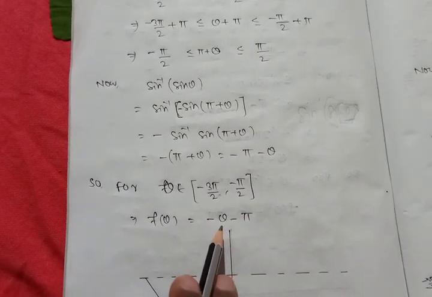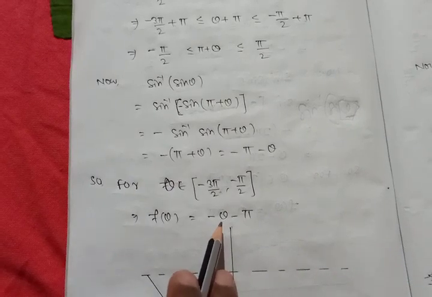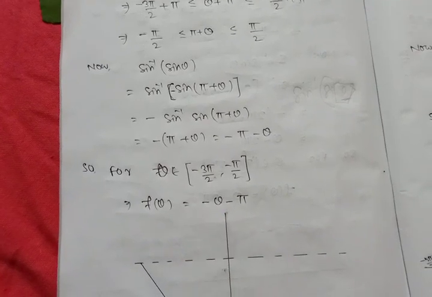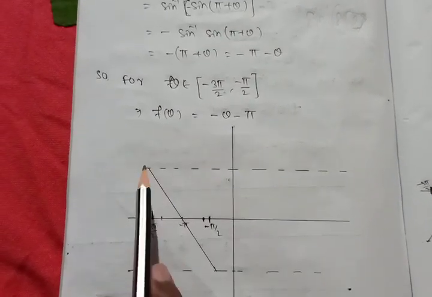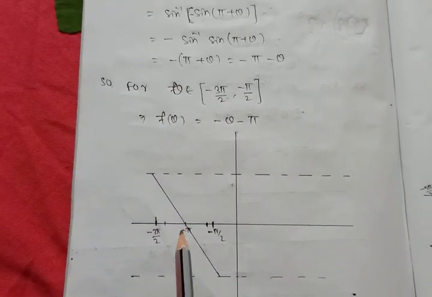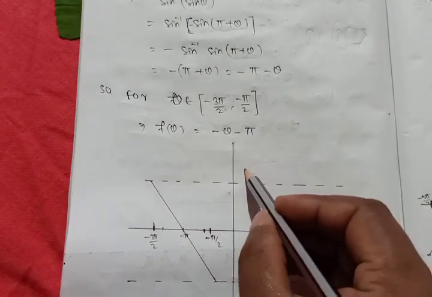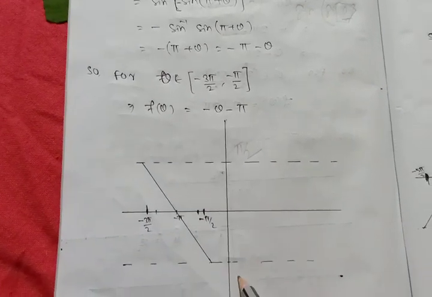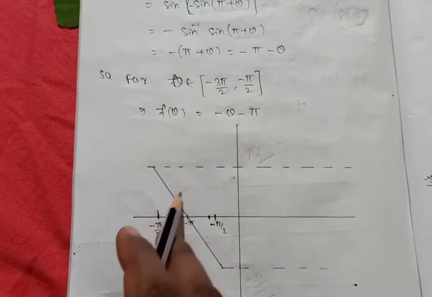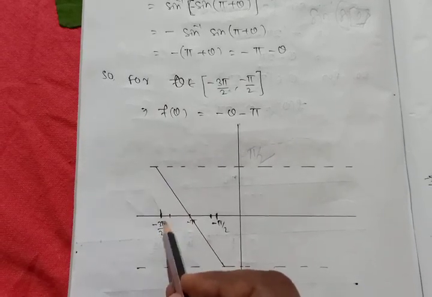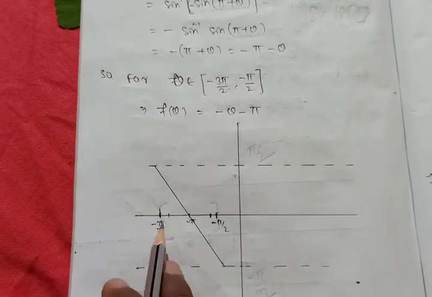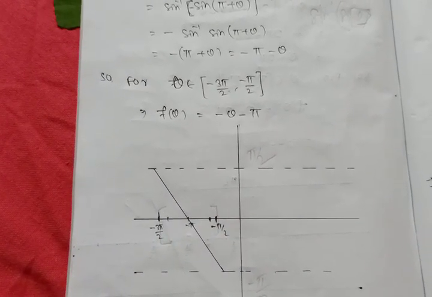Now if we try to draw the graph of this function, it has slope minus 1 and it is passing through the point minus pi. Okay, so here it is the graph. It has inclination 135 degrees as slope is minus 1, and passing through the point minus pi. And observe that whatever graph we take, the range is minus pi by 2 to pi by 2. Okay, I am restricting the graph in the interval minus 3 pi by 2 to minus pi by 2. Okay, I am not drawing it on the whole real line.